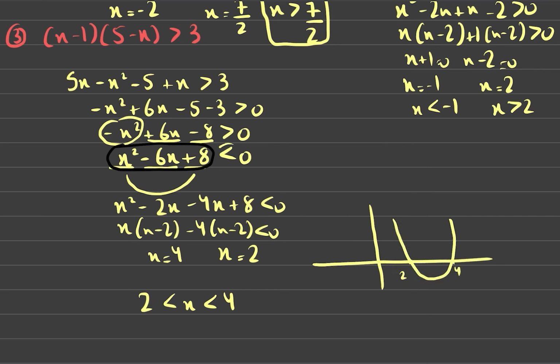So if it's a less than sign in the question, that means y equal to 0. Y equal to 0 is a line, right? If it's a less than sign in the question, it means this region. This region means from 2 till 4.